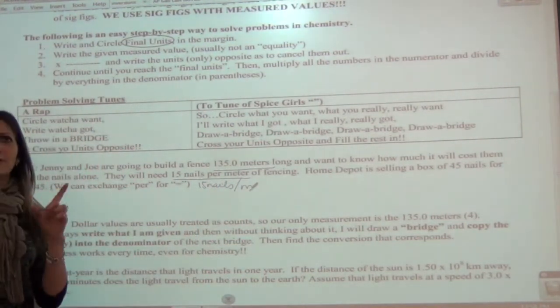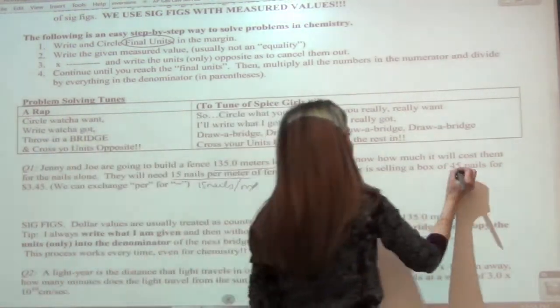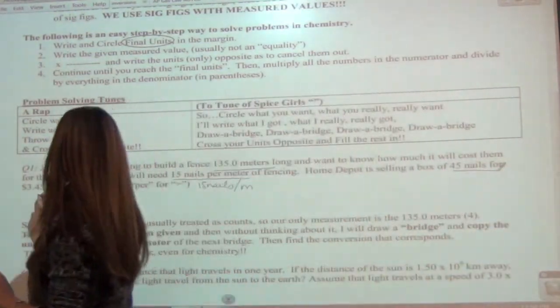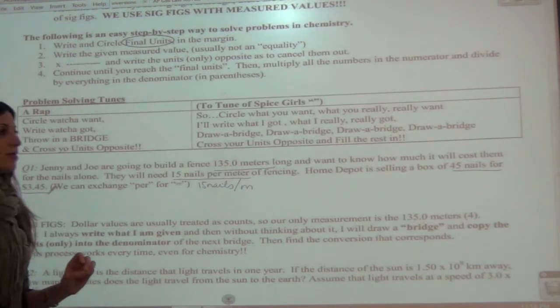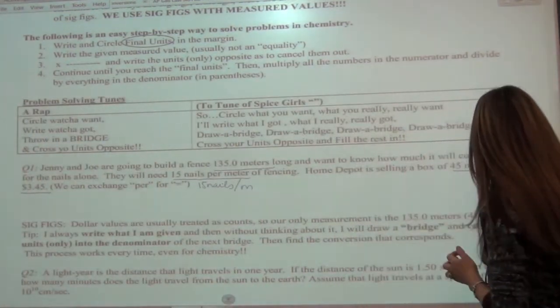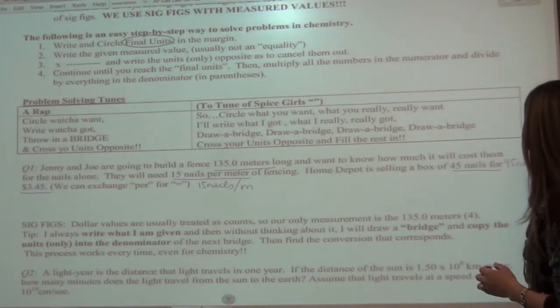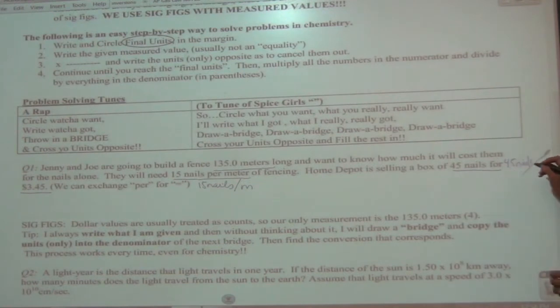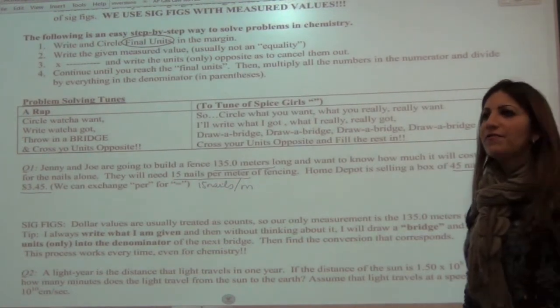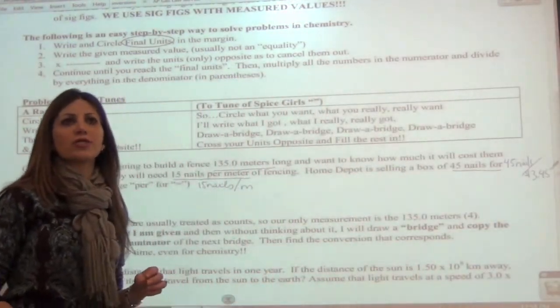And there's one more piece of information, and it's that there are 45 nails for $3.45, which I'm going to write as 45 nails per $3.45. Make sure you always include a unit per.